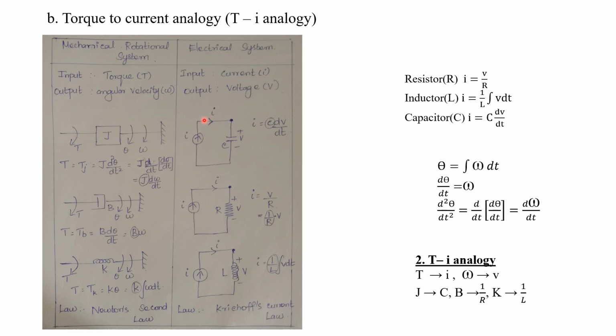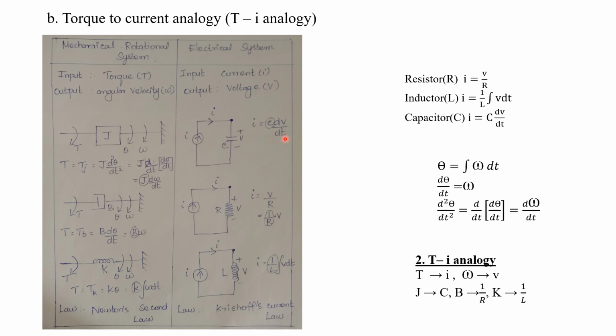In this node, what about the incoming current? I. What about the outgoing current? Current going through the capacitor. So what is Kirchhoff's current law? Incoming current will be equal to outgoing current. Here the incoming current is I, that is equal to the outgoing current flowing through the capacitor. What's the current flowing through the capacitor? I is equal to C dV/dt.